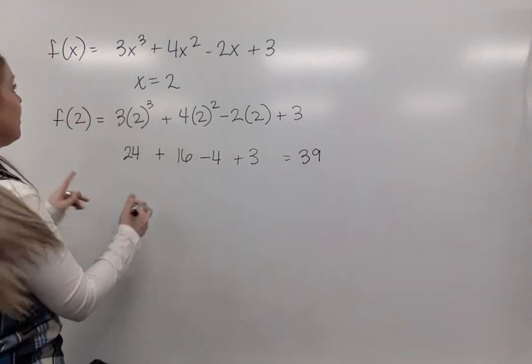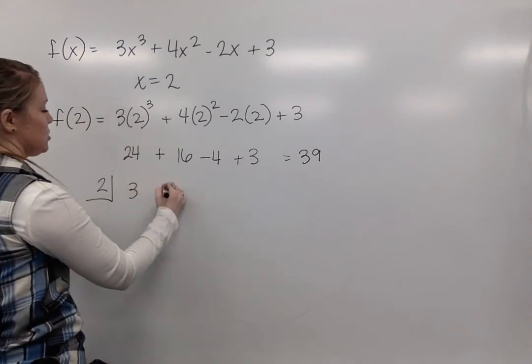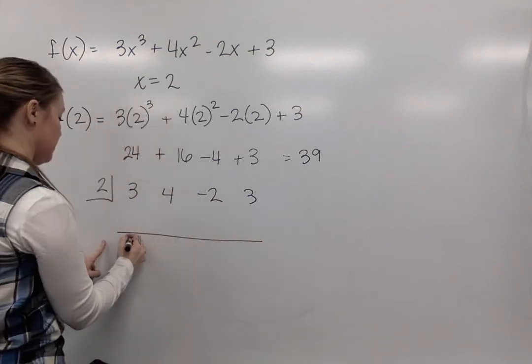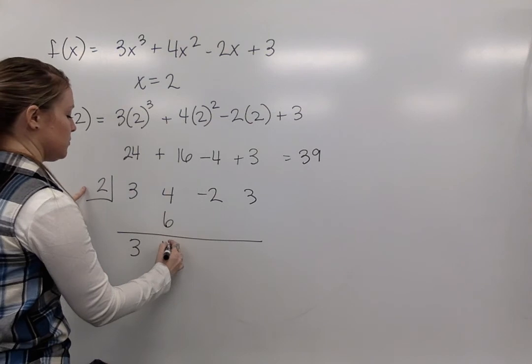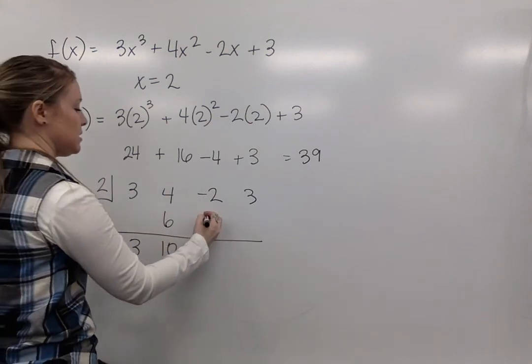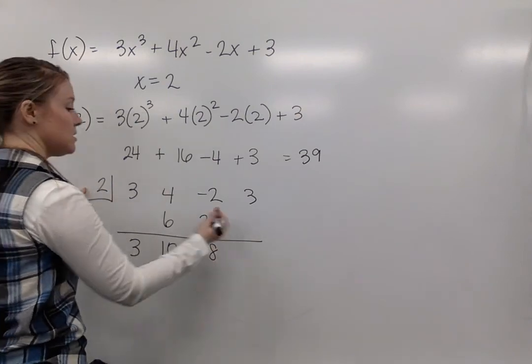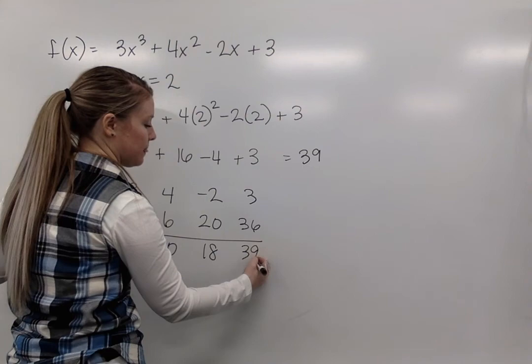Or if we use our synthetic division, watch what happens. If I drop the 3, 2 times 3 is 6. 6 plus 4 is 10. 2 times 10 is 20. 20 minus 2 is 18. 18 times 2 is 36. 36 plus 3 is 39.